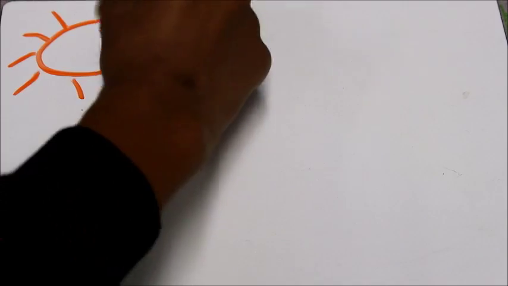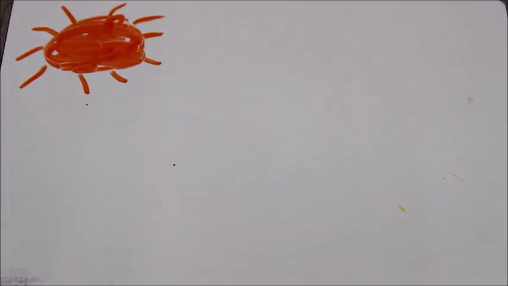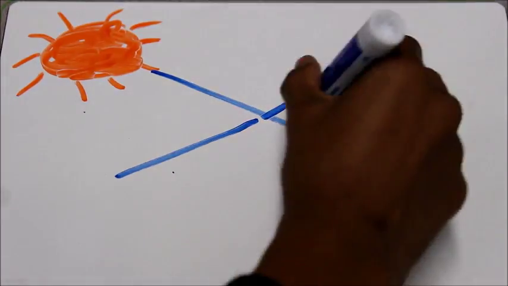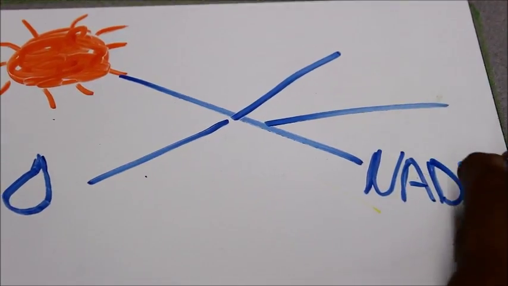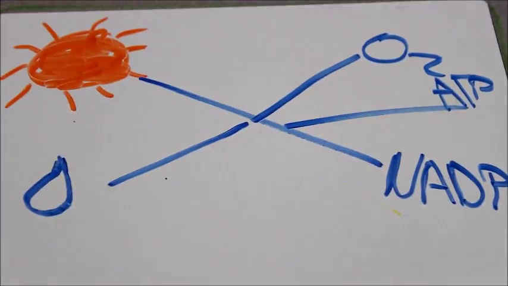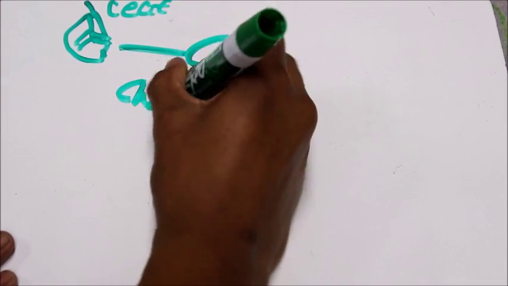The first process of photosynthesis, light-dependent reaction, starts off by taking energy from the sun and water to create NADPH, ATP, and oxygen. Light-dependent reaction takes place in a leaf or a plant, and so what happens?